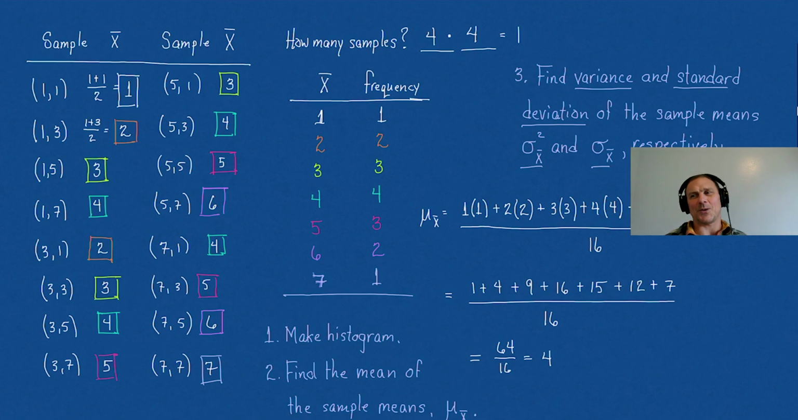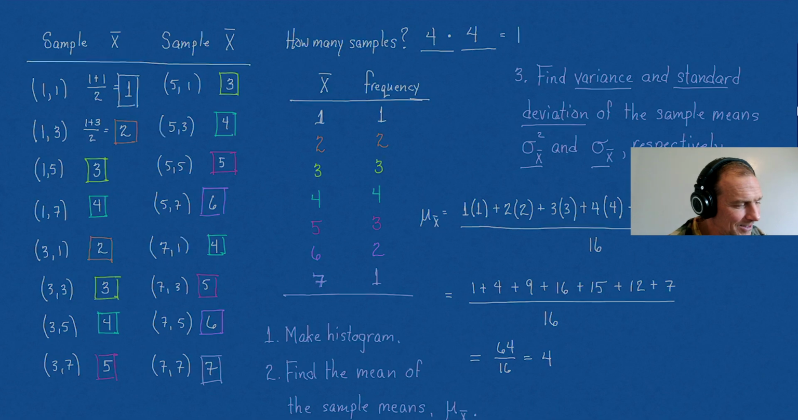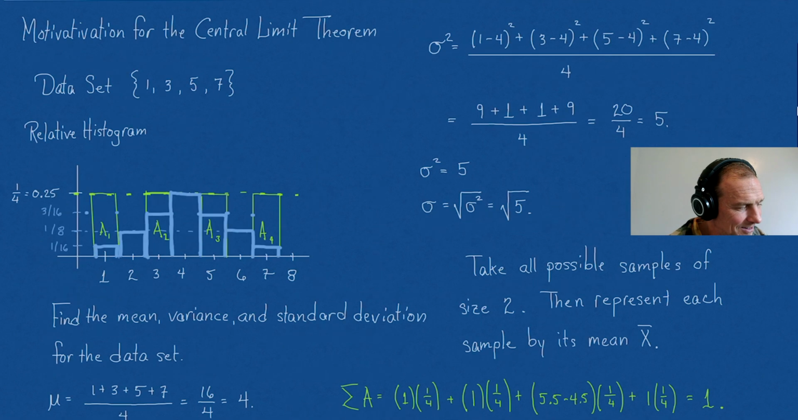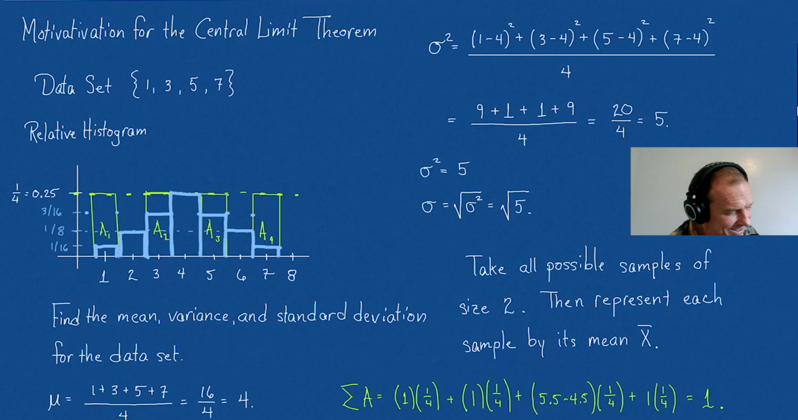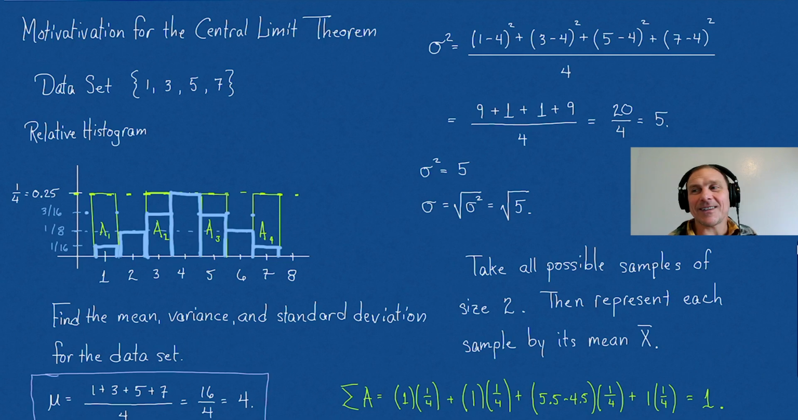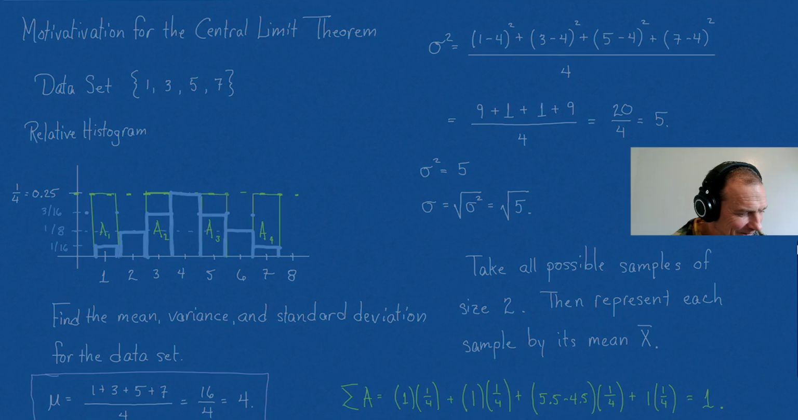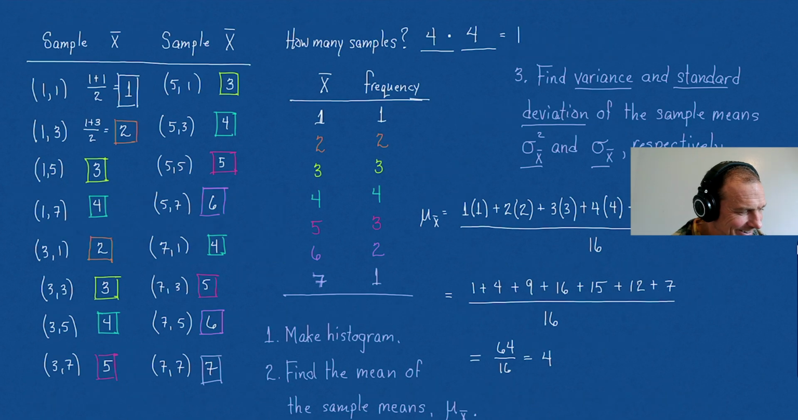Wait a minute. Didn't we see a 4 before? If you recall, look at this. There it is, right over here. Notice that the mean of the data was 4. But we just calculated the mean of the sample means, and we got 4 again. Is that coincidence? No, that's not coincidence.